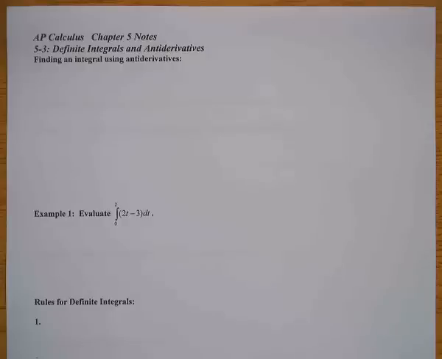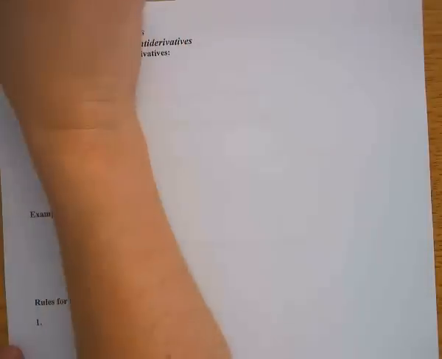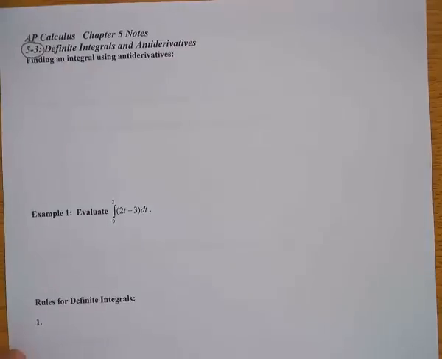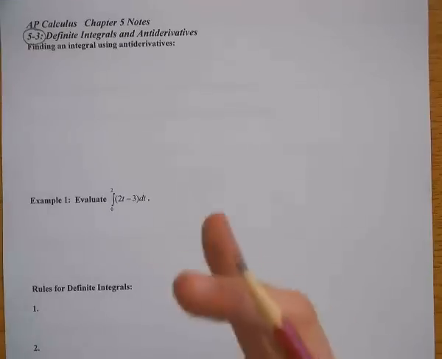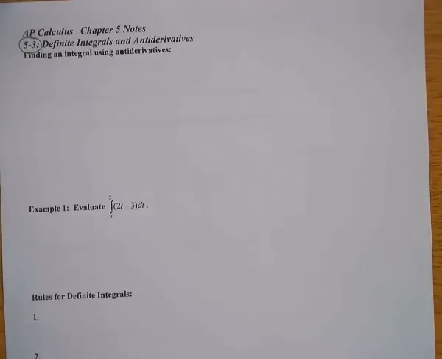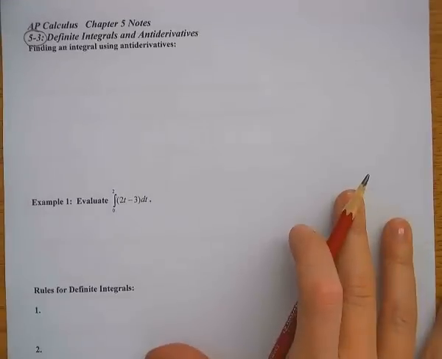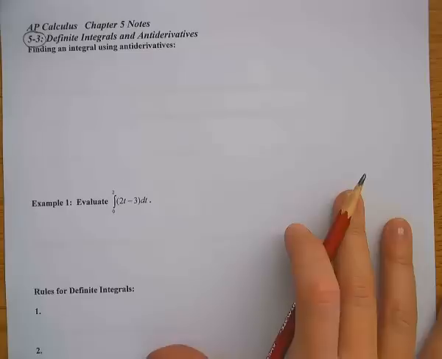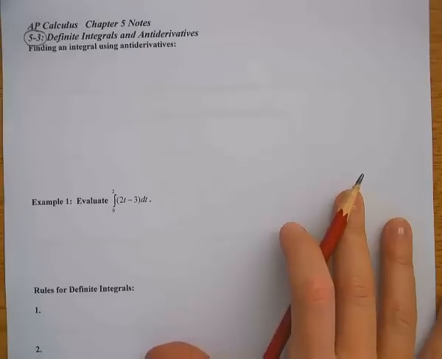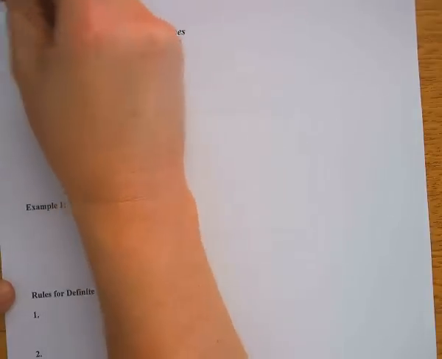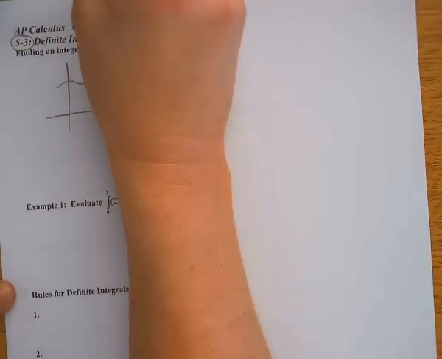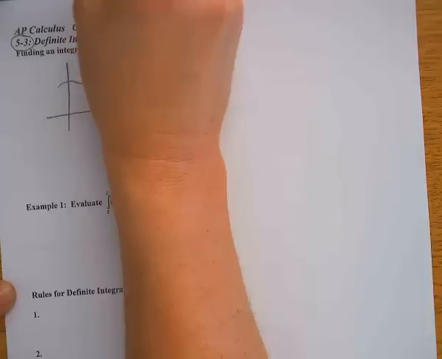Okay guys, so we've made it to section 5-3, which is going to begin using the fundamental theorem of calculus. Now we won't actually prove the entire theorem until 5-4, but we've got the concept down that the area under the curve of a function, so this is our function f of x, between a and b.